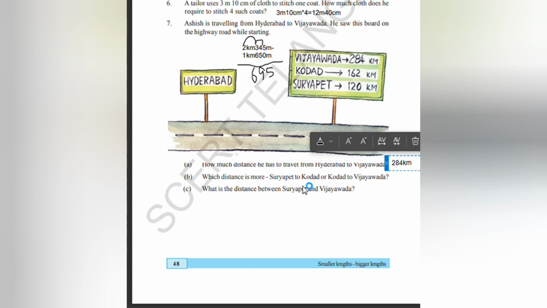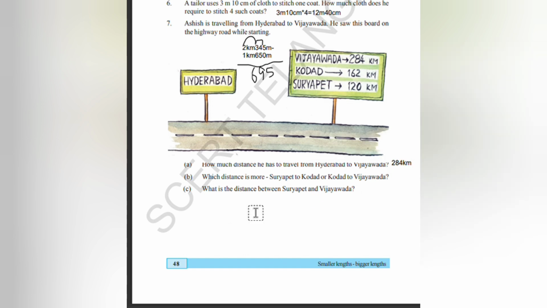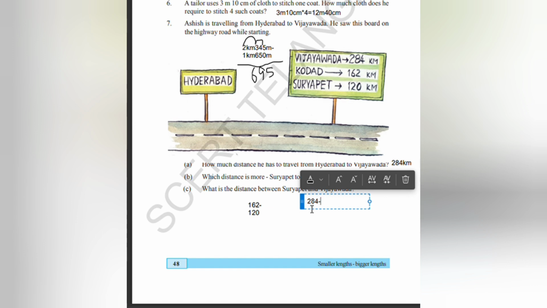Then how much distance is more, Suryapet to Kodat, or Kodat to Vijayawada? Suryapet to Kodat, how much? That we have to do. 162 minus 120. Then Kodat to Vijayawada: 284 minus 162.